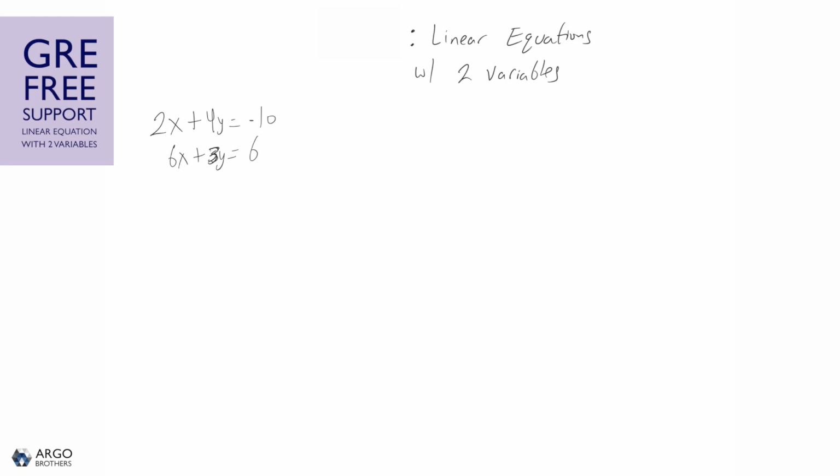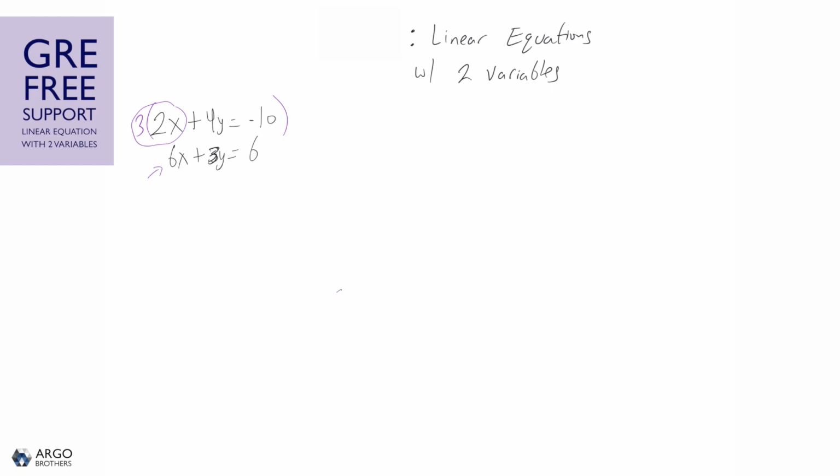What would you do? Notice how I can go ahead and multiply this entire equation by 3. Why? Because 3 times 2 is 6x. If I can get this to 6x, well, look at my second equation. I already have a 6x here, so it works out beautifully. So let's go ahead and multiply the entire first equation by 3. So 3 times 2 is 6x.